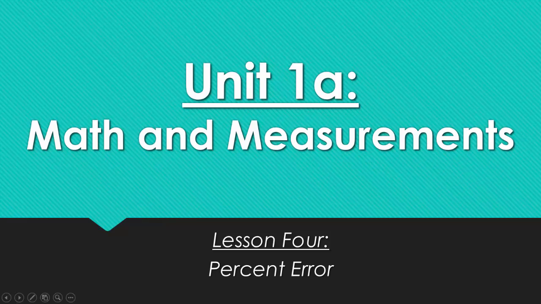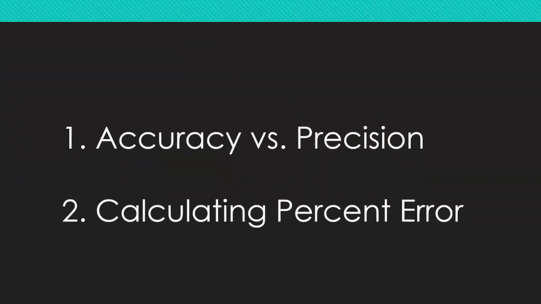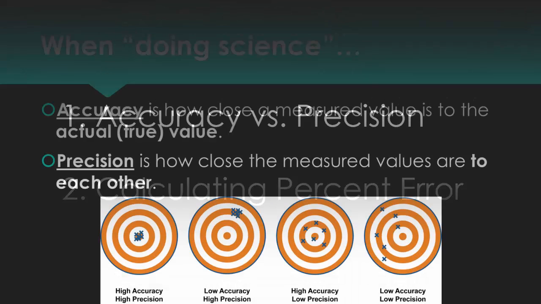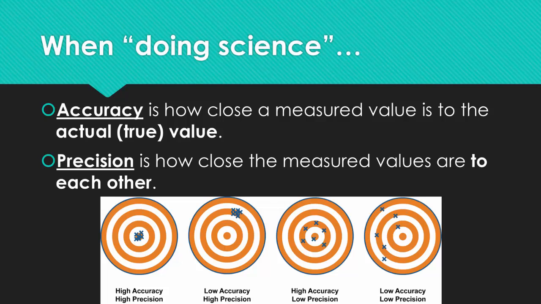Lesson 4 is going to be on percent error. Today's lesson is going to be on accuracy versus precision and then calculating the percent of error. So accuracy is how close a measurement is to its actual or true value. Precision is how close the measured values are to each other.